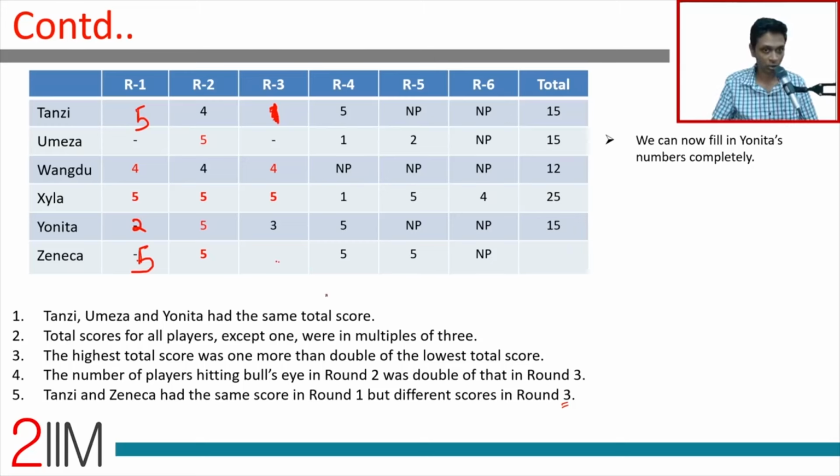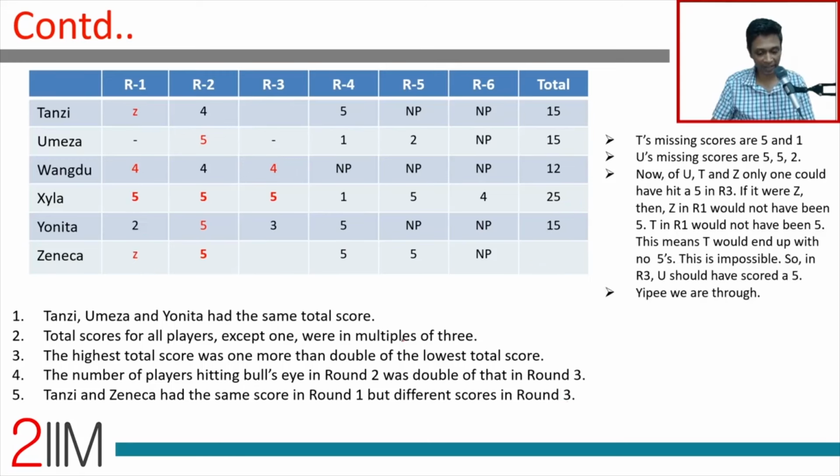So 5 plus 5, 10, plus 5, 15, 20. It should be 1 or 4. These two are different, so this should be 4. Brilliant. So this adds up to 24. We've got everything but Umeza's score in round 1 and round 3. Now in round 2 there are 4 5s. In round 3 there's only 1 5. There should be one more 5, which should be this. This is 5. 5 plus 5, 10, plus 1, 11, plus 3, 13. 2 more, 15. With that we complete the entire grid.